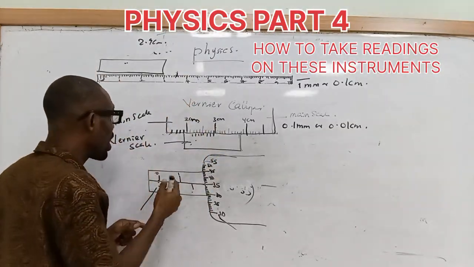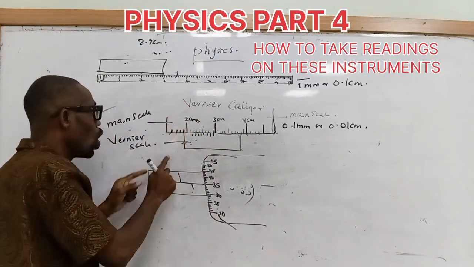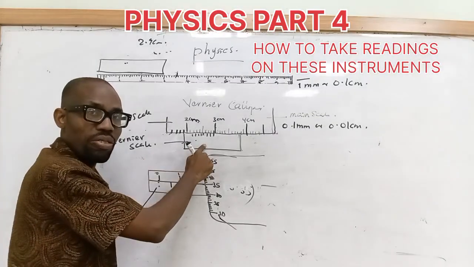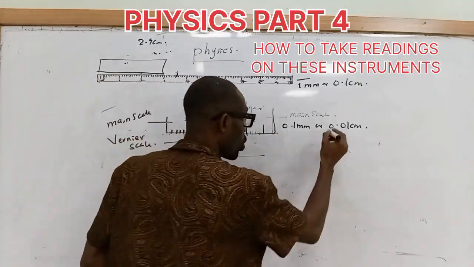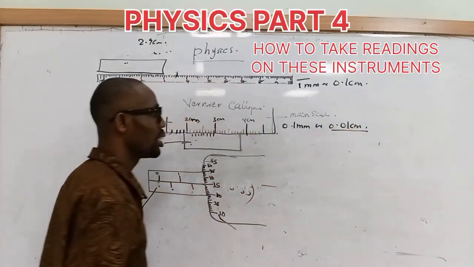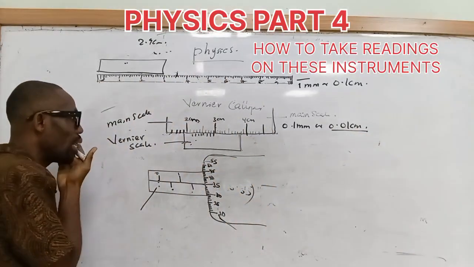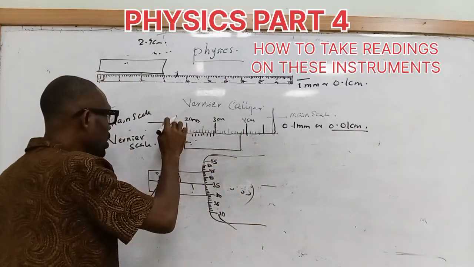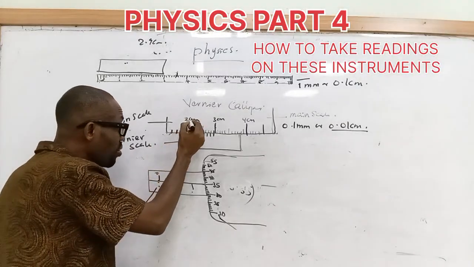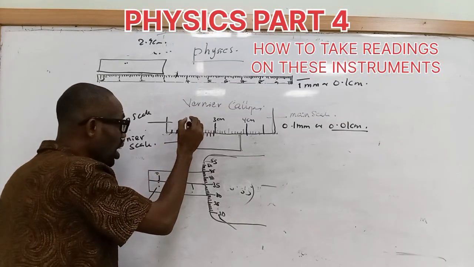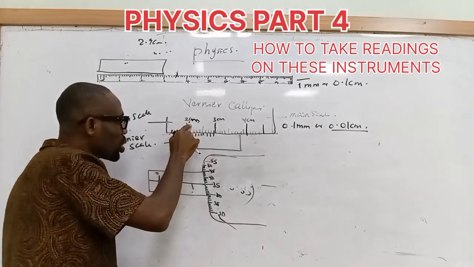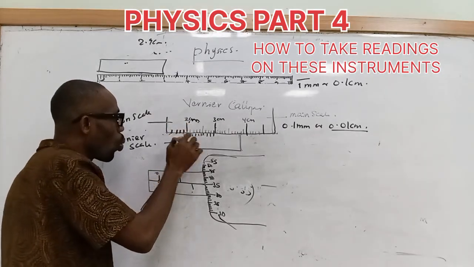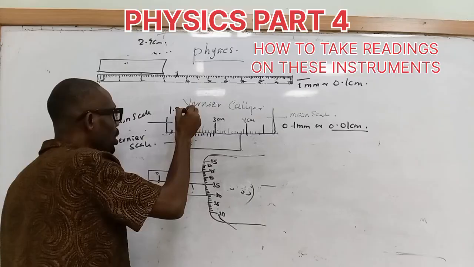Now, whatever you get from the main scale, you will add to what you have on the vernier scale. Now let's calculate. I told you the smallest division of graduation is what? 0.01 centimeter. So let's look at this. From the main scale, what can we count here? If this is 2 centimeter, can you see? If this is 2 centimeter, what will this place be? If this is 2 centimeter, it means this one will be 1.90 centimeter.